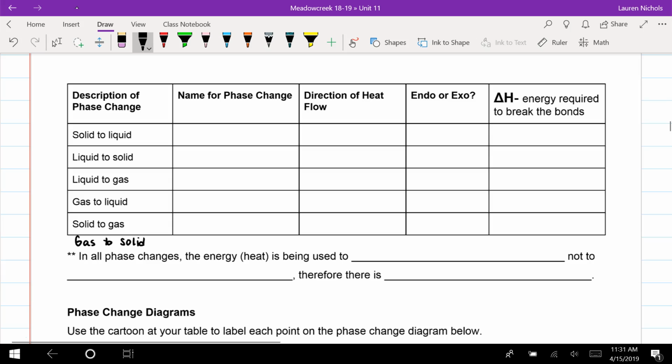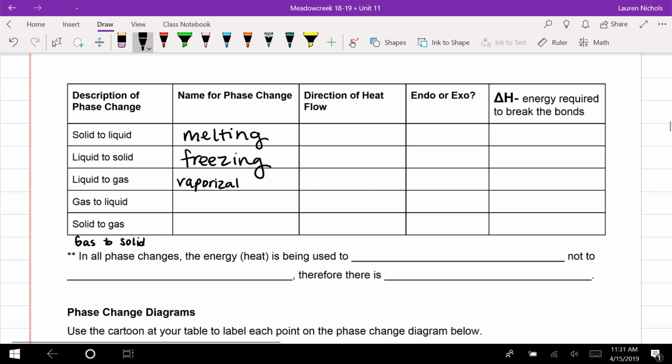When you change from a solid to a liquid, that is called melting, which you should be familiar with, all of the phase change names. When you reverse that and go from a liquid to a solid, that is called freezing. When you change from liquid to a gas, that is called vaporization.